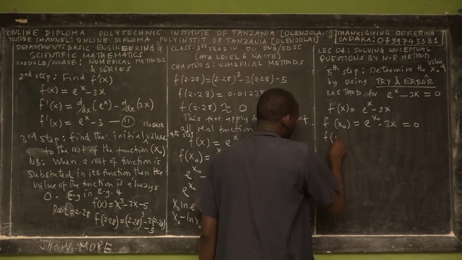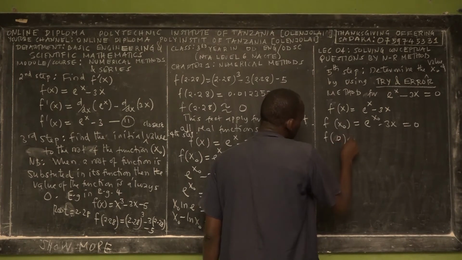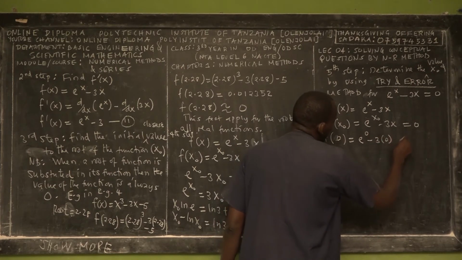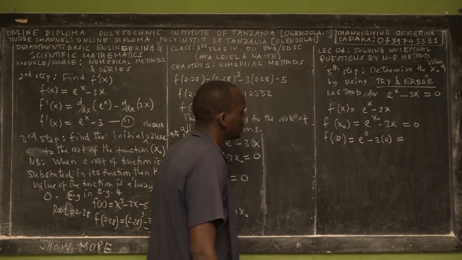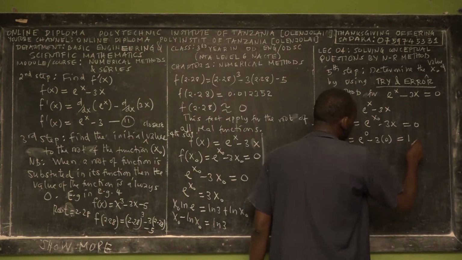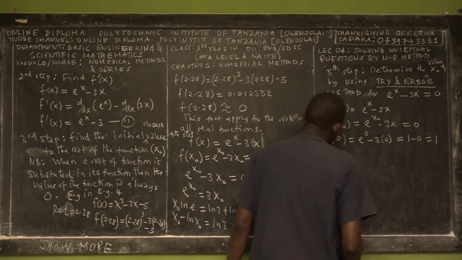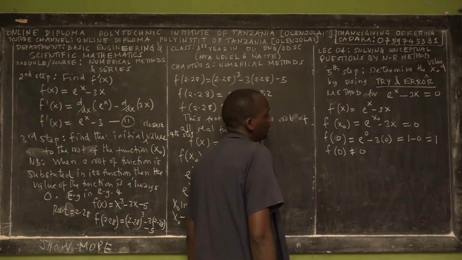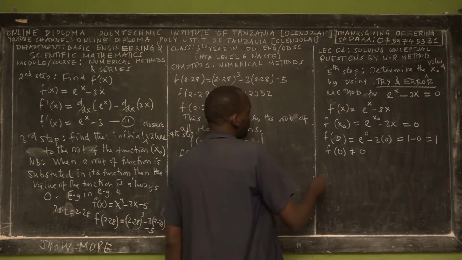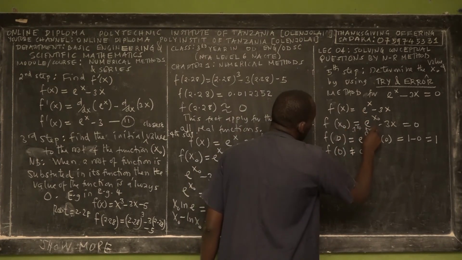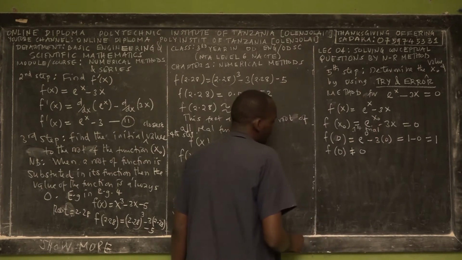So you can try with f of x1, start with positive 1. If you start with 0, you can start from 0, let's say. Okay? So this e power 0 and 3 times 0. So e power 0 is equal to what? A number power 0 is 1. Okay, 3 times 0 is 0. So the answer is 1. So for that case, it means f of 0 is not equal to 0. It's equal to 1. Okay, so this is first try. So you go for the second try.